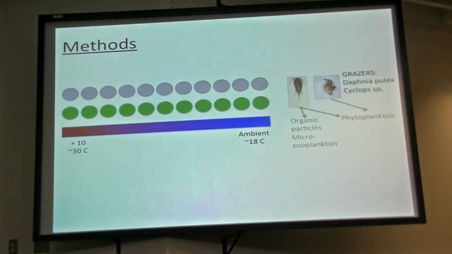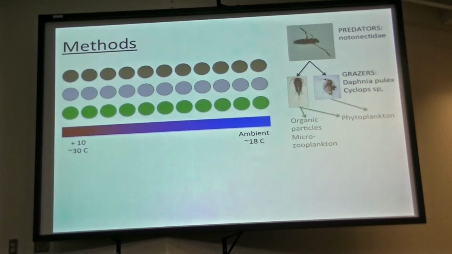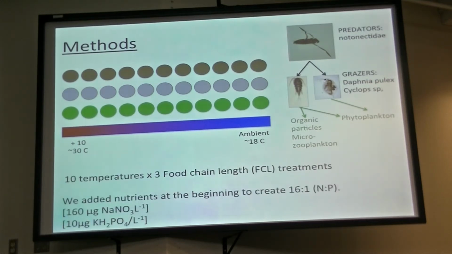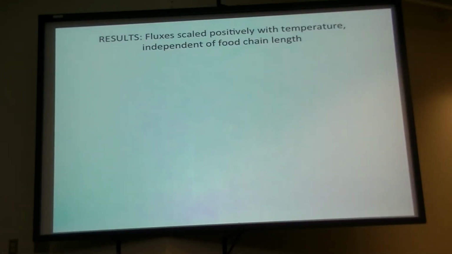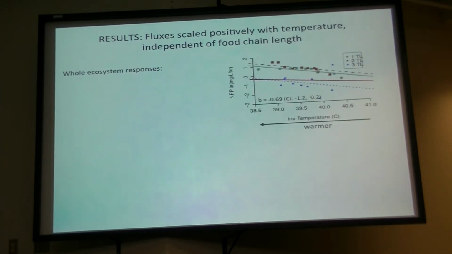We had another set of temperatures where we had grazers, and a three trophic level system. So we have this cross between food chain length and temperature. We added nutrients at the beginning to create a reasonable nutrient ratio. We ran it for 8 weeks. So the results are that fluxes scaled positively with temperature, independent of food chain length. These are what the results look like.